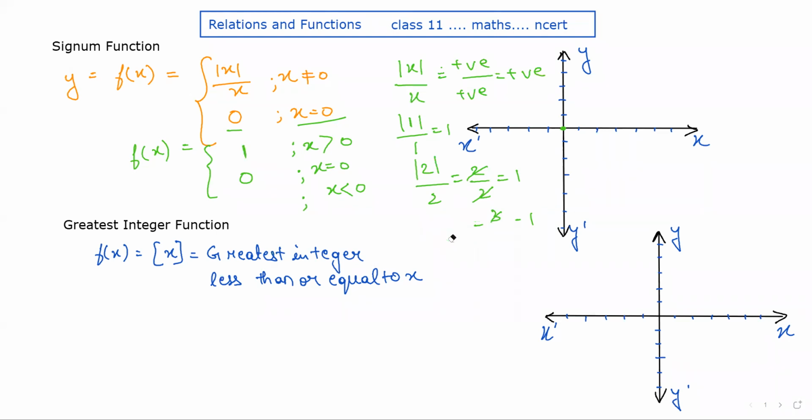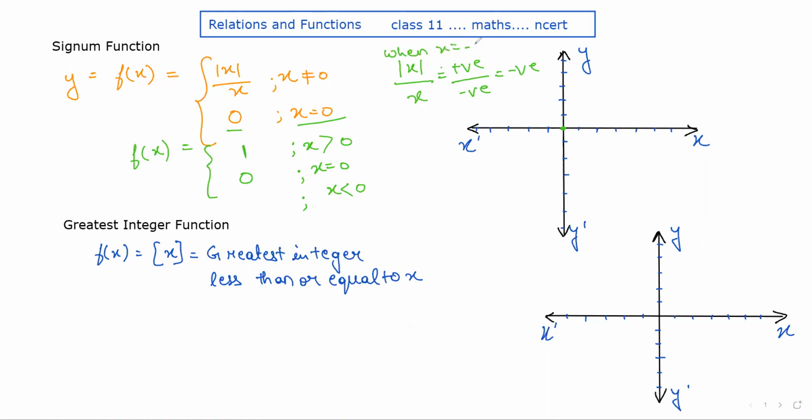Now, what happens if you place a negative value over here? The numerator is in terms of mod, so definitely the numerator will always be positive. But if you place a negative value, your denominator becomes negative, which means you're getting a negative value. With examples, let x equal to minus 1. |-1|/-1: the numerator's negative value got converted into a positive value of 1, and the denominator's negative value remained as it is, leaving you with minus 1 as the result.